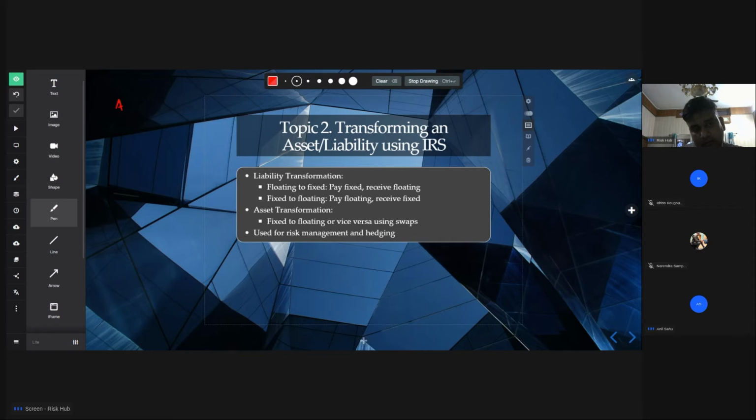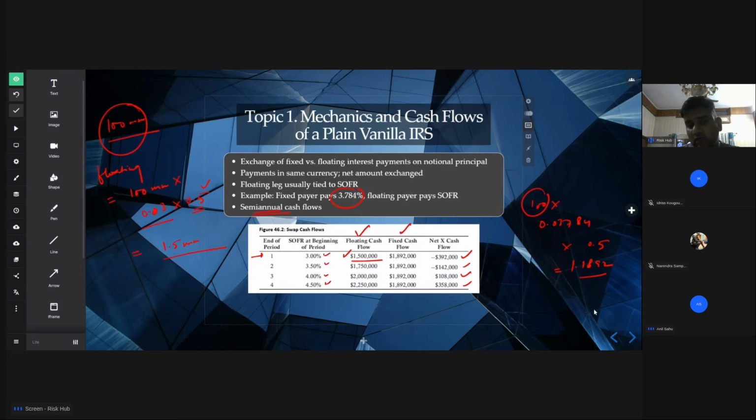Do we always do floating minus fixed and not fixed minus floating every time? No, it's not necessary. If you go back, it's not floating minus fixed. In this example, I have not given full details, but we are trying to calculate the cash flow. There are two parties, one on floating and one on fixed, and cash flow is exchanged. So we have to see what one is paying and what the other is paying.